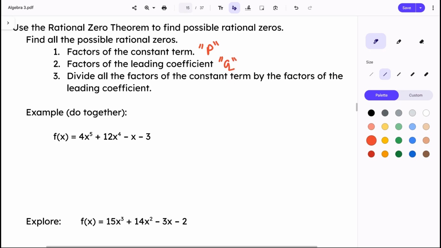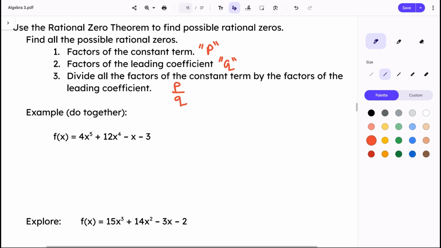So the constant term would be the number at the very end of your equation with no letter attached to it. And then the leading coefficient would be the number in front of the term with the highest degree. And then you're going to divide all of these. You're going to take P over Q. Okay, and this is just what they use to write out how you would set up this problem in order to help you find the possible answers out there.